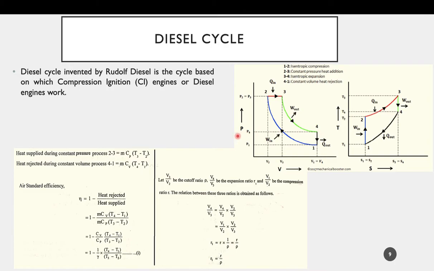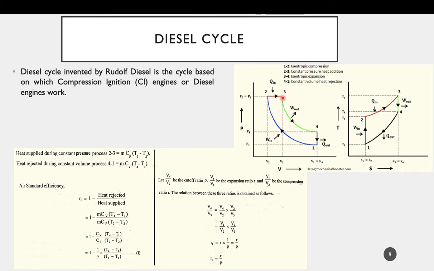Let us look into the PV, pressure, volume, and TS, temperature, entropy diagram. First, the pressure volume diagram. So here also we have 4 processes. First one is a reversible adiabatic compression, 1 to 2. Process 1 to 2 represents a reversible adiabatic compression process, where you can see the pressure is increasing and volume is decreasing from 1 to 2. So it is a reversible adiabatic compression.